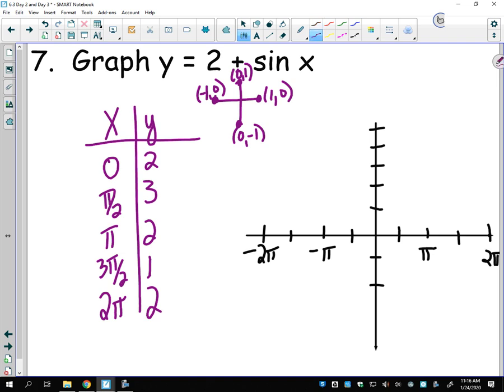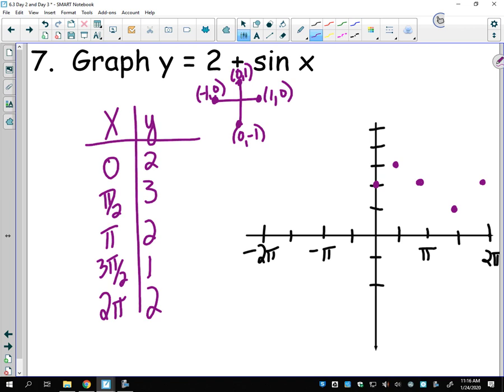But if I graph this at 0 now, I'm normally at 0, but I moved it up 2. So all these numbers are just moved up 2. So now it goes up to 3. At pi, it goes back to 2. At 3 pi halves, it goes down to 1. And at 2 pi, it goes back to 2.